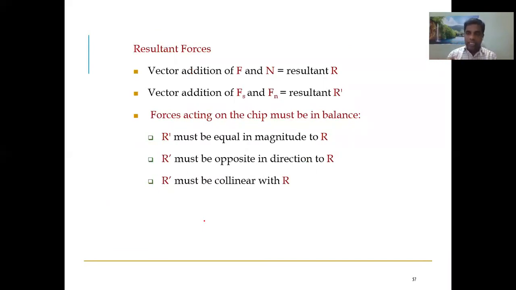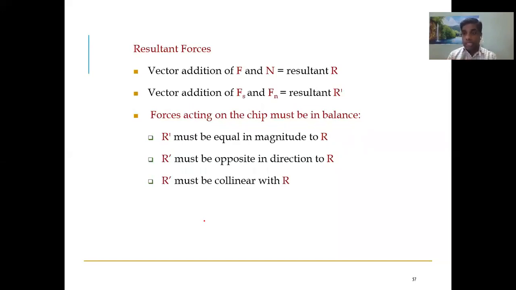So whatever the resultant of F and N, frictional force and normal reaction, is the resultant R, and as well as the vector addition of Fs and Fn, shear force and normal force. So resultant R bar. The forces acting on a chip must be balanced. To make the balance, it has to be in equilibrium. For equilibrium, these three conditions have to be applicable.